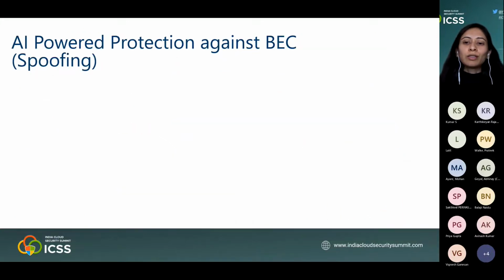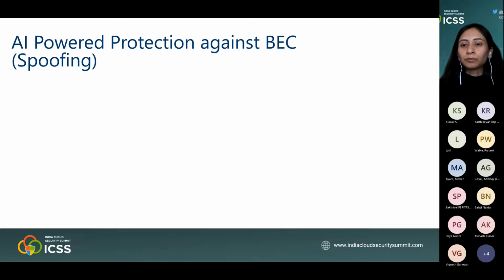So no wonder BEC is a top of mind concern for CISOs, right? So how do we protect against these attacks? Let's talk about what is the AI powered technology that MDO offers, and what do we provide in each of the cases.